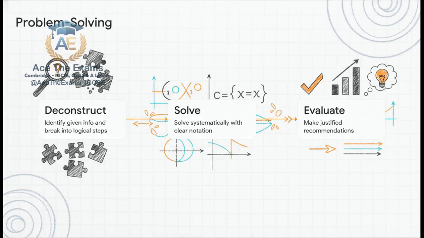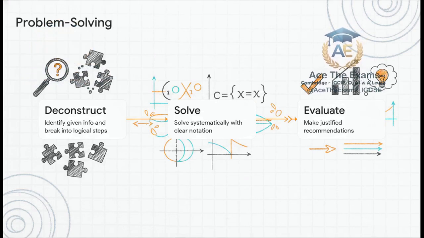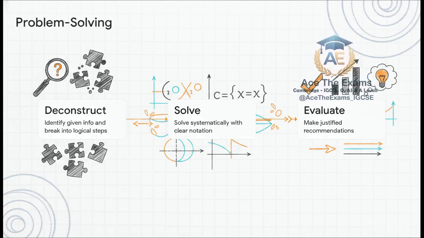Now I know what you're thinking. 5 steps can feel like a lot to juggle when you're sweating in an exam hall. So if you need a shortcut, memorize this core mantra: deconstruct, solve, evaluate. This is your ultimate problem-solving lifeline for Cambridge mathematics.